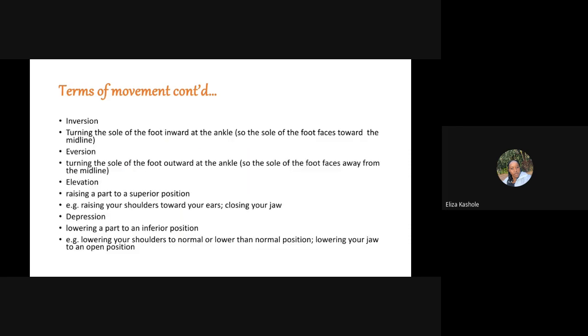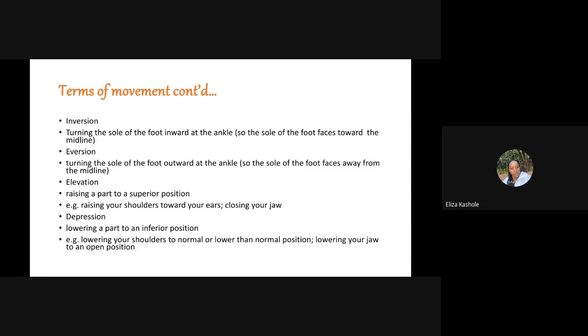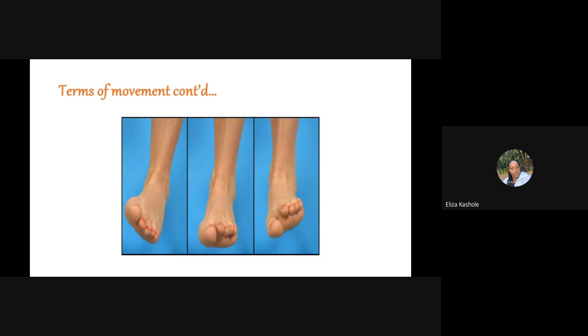So we'll continue with terms of movement. The next one is inversion. This one mostly occurs on the sole of the feet. It is turning the sole of the foot inwards at the ankle joint. The left image there is what we call inversion. So you're going to do it from the ankle joint.